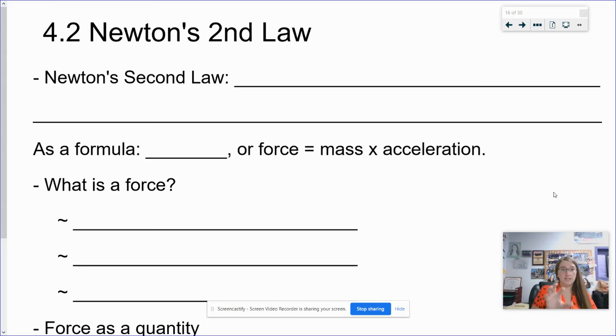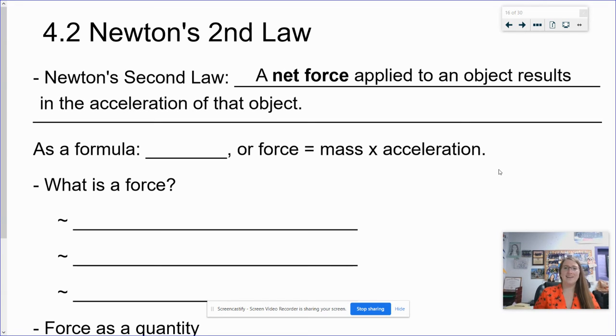So the rest of this unit is going to be focusing on types of forces and how they work and what they do to us, how they make us move, stuff like that. So this is Newton's second law. A net force applied to an object results in the acceleration of that object. So if I'm pushing something, it's going to cause that object to accelerate.